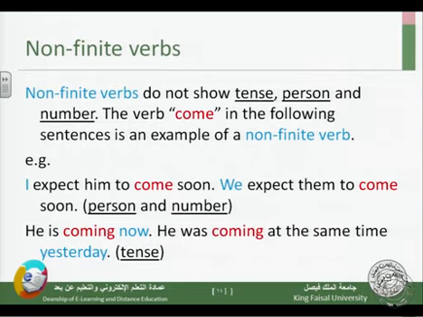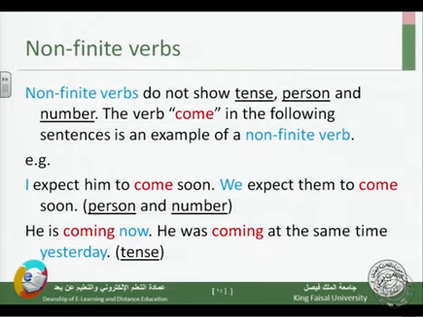The opposite of that is non-finite verbs. Non-finite verbs do not show tense, person, and number. So the verb come, for example, in the following sentence is an example of a non-finite verb. They are not affected; they do not change even if we change the tense, the person, or the number. Let's look at the examples.